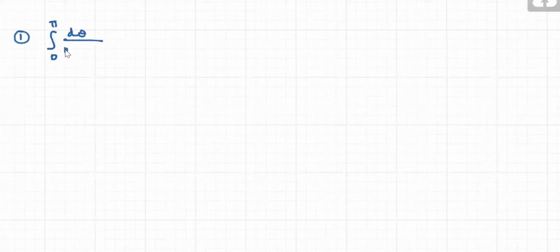In the previous session, we have discussed how to evaluate rational functions of sine and cosine, how to convert them to complex integrals and evaluate it using residue theorem. In today's session, we will be discussing one more problem. The problem is: evaluate the integral from 0 to pi d theta by pi plus 3 cos theta.